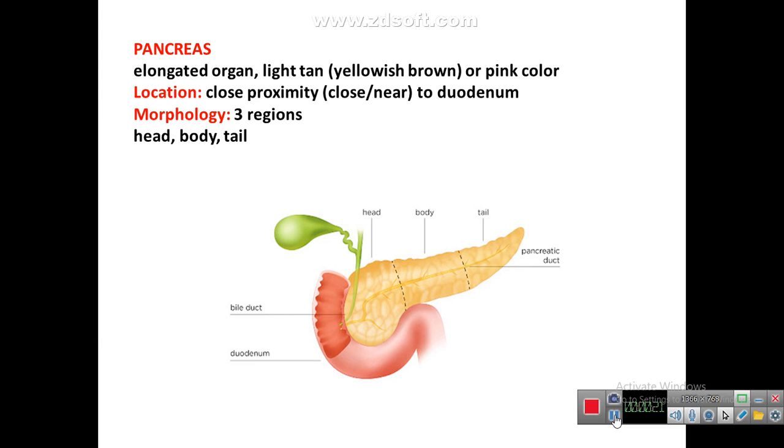Morphology of the pancreas consists of three regions or parts. First is known as the head, then body and tail. The head region is present closely to the duodenum. This is the gallbladder and this is the bile duct. With the help of the bile duct from the gallbladder, the bile comes into the duodenum for the process of digestion.